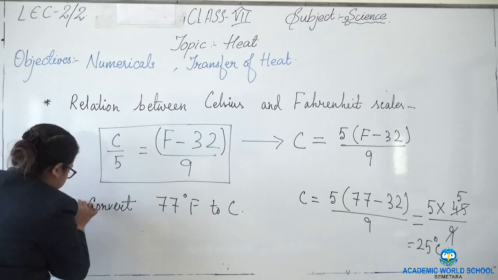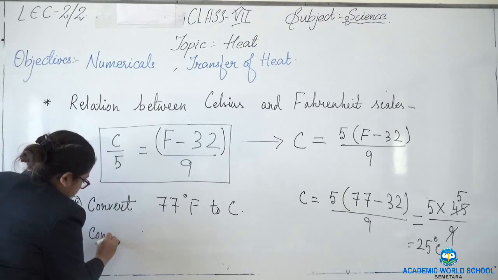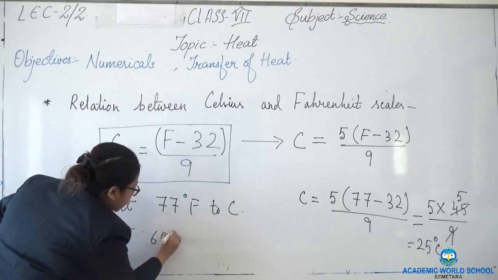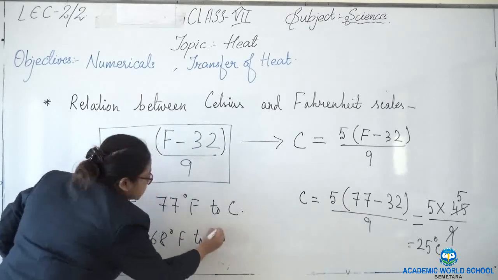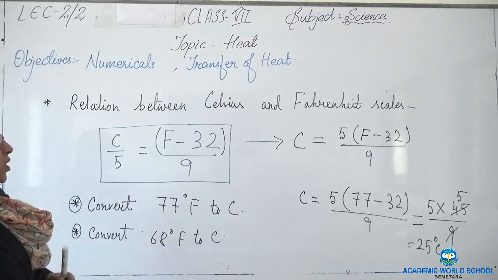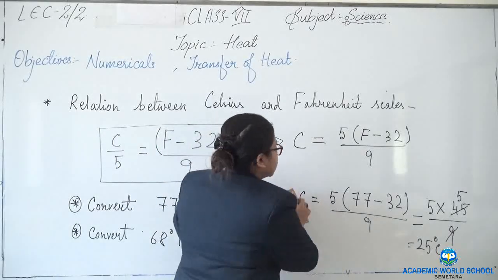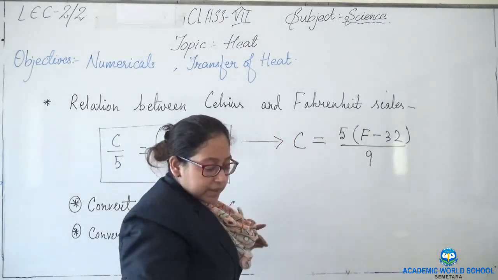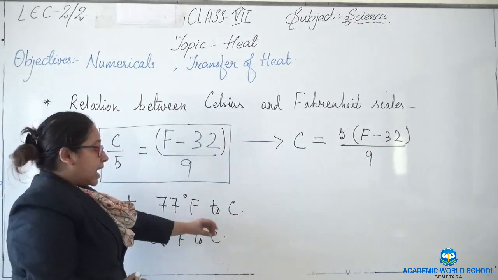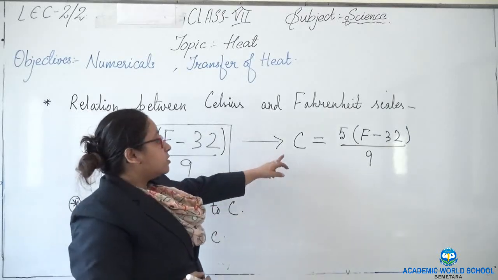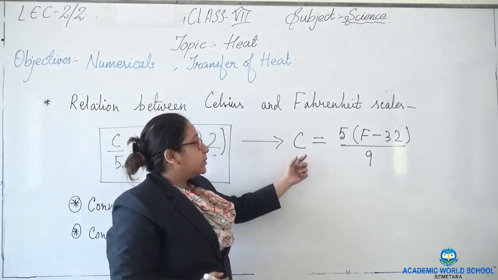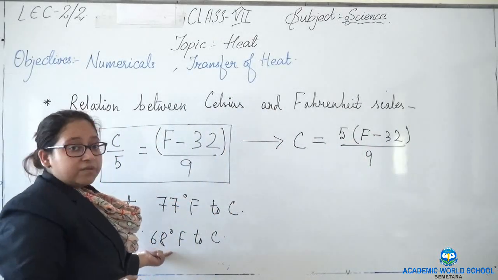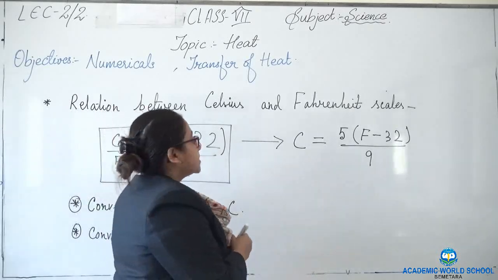Convert 68 degree Fahrenheit to Celsius. I hope you have copied the previous sum, so I am erasing this. Same. This is my Fahrenheit, I have to change F to C. So the formula for C is 5 multiplied by F minus 32 by 9. So what will I do? Instead of F, I will put the value of F, that is 68.